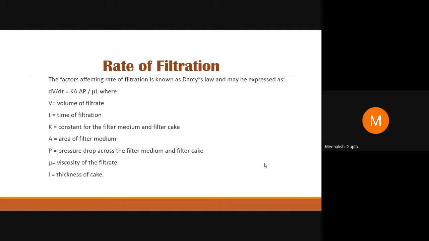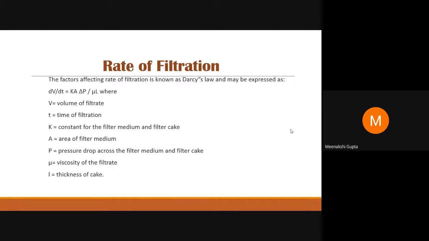Then P is the pressure drop across the filter media and filter cake. This we have already discussed. And mu is the viscosity of the filtrate and L is the thickness of the cake. That means these are the parameters which will affect the rate of filtration.